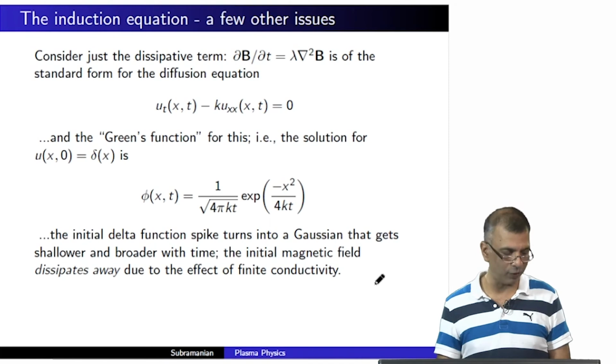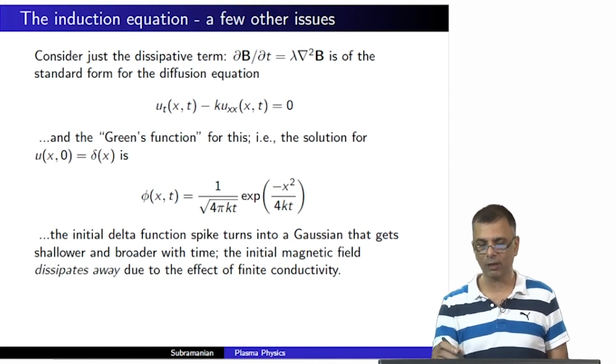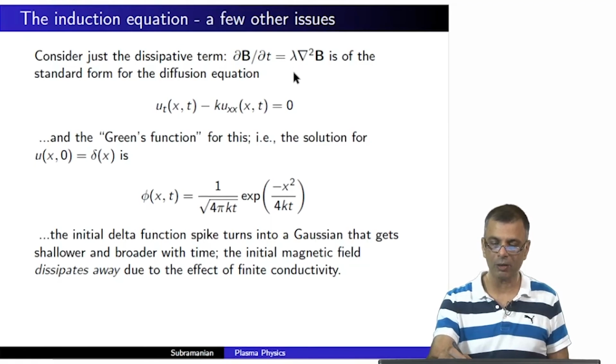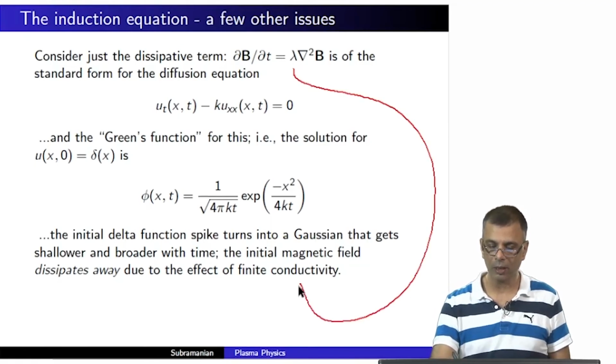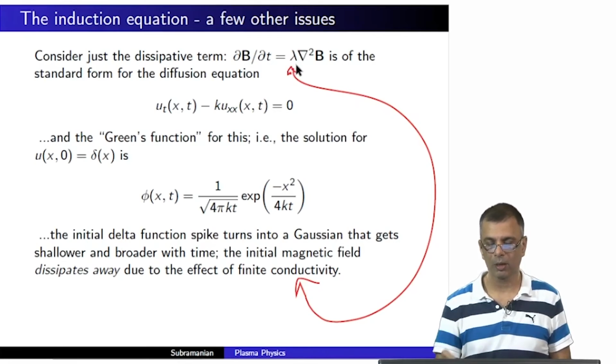So, the initial magnetic field dissipates away due to the effect of the finite conductivity, and the effect of the finite conductivity is all embodied in this lambda term, right.